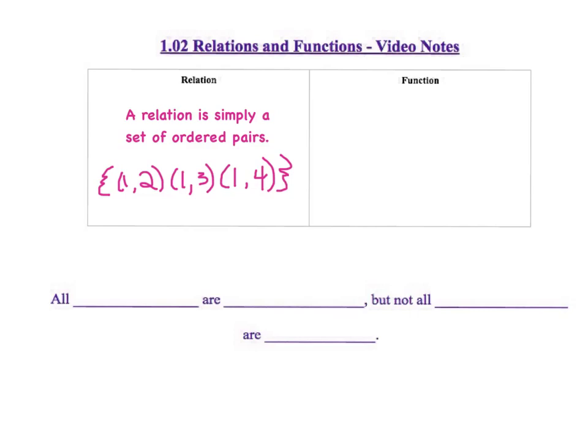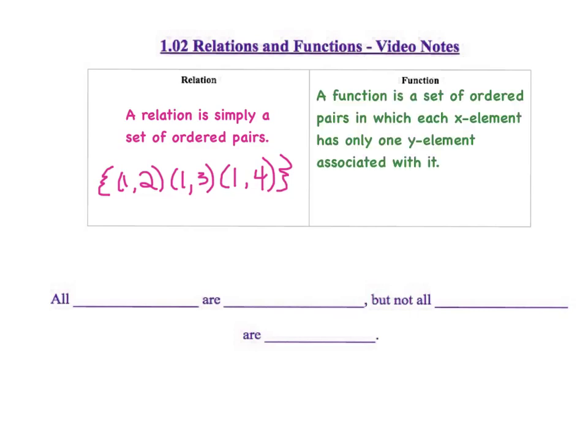Now let's define function. A function is a set of ordered pairs in which each x element has only one y element associated with it. Now let's look at an example of a function. Here we have the ordered pairs of (1, 2), (3, 4), and (2, 3). Again, these ordered pairs represent 3 different points. Now, unlike these ordered pairs, these 3 ordered pairs represent a function.